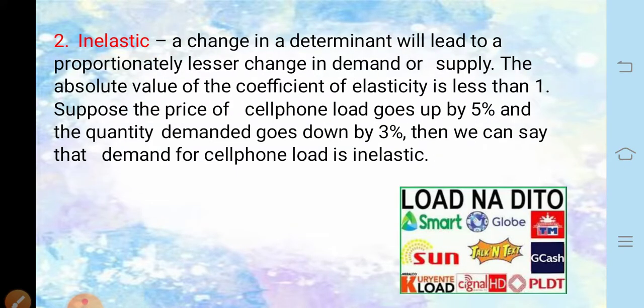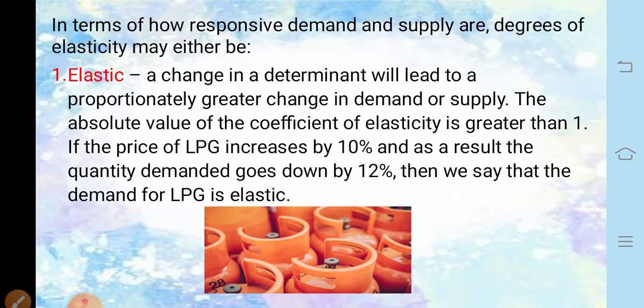Okay, ang inelastic is that mas mababa yung percent ng pag-increase or pag-decrease ng demand kaysa percent ng pagtaas or pagbaba ng price, which is different from elastic. Ang elastic naman is mas mataas yung percent ng pag-increase or pag-decrease ng demand compared to the percent of pag-increase or pag-decrease ng presyo.